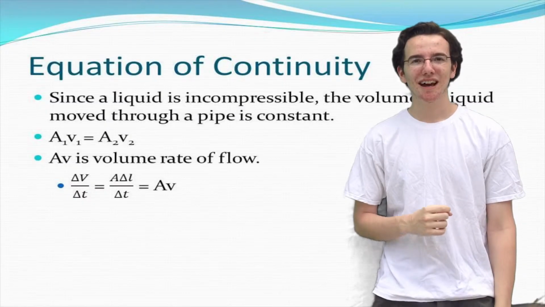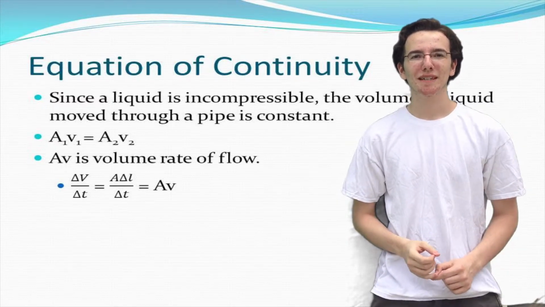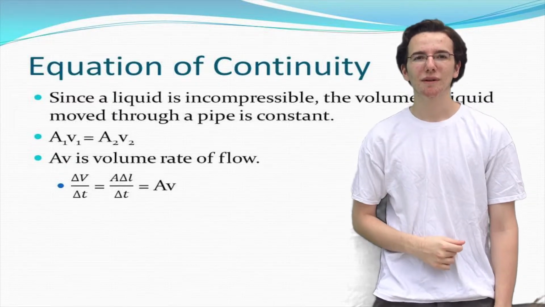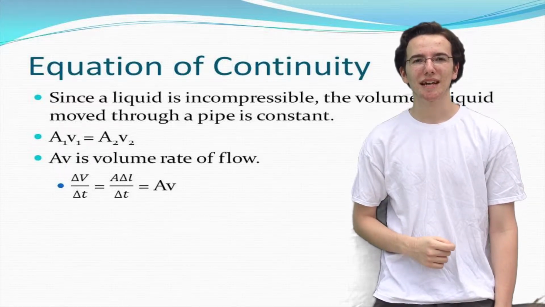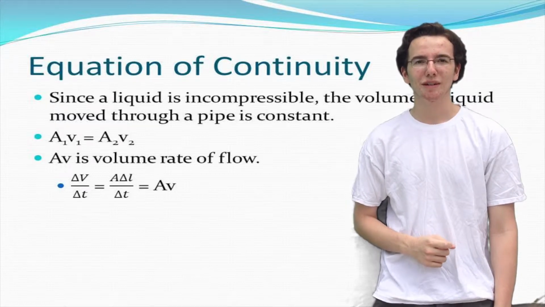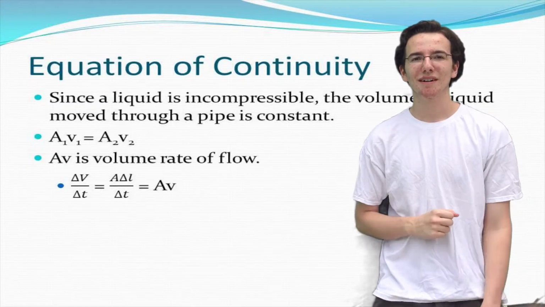The equation of continuity. Since a liquid is incompressible, the volume of a liquid moved through a pipe is constant. The velocity of the fluid can be found using A1 V1 equals A2 V2, and AV is the volume rate of flow, which is equal to delta V over delta T, and when you solve it, it equals AV.